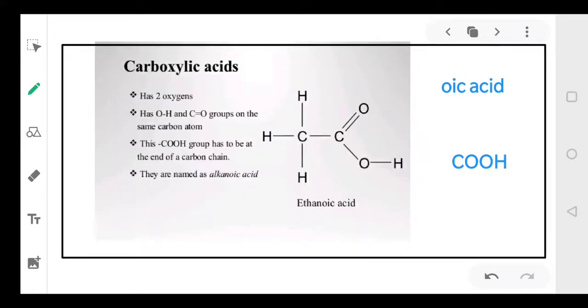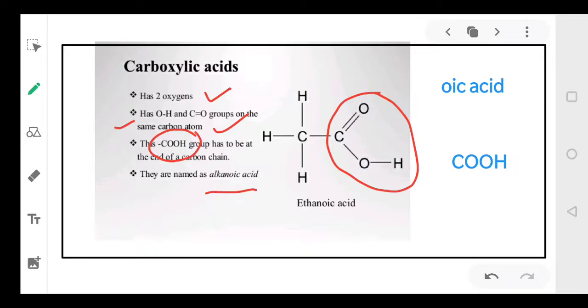Now we can summarize carboxylic acid. They basically have two oxygen atoms, so this is your functional group. One oxygen has a double bond with carbon, and another oxygen has a single bond with carbon and one bond with hydrogen. So one we have OH, another we have the CO group. The functional group in totality is COOH, and they are also referred to as alkanoic acids. We will use the word oic acid, and COOH is your functional group. Right, everyone?